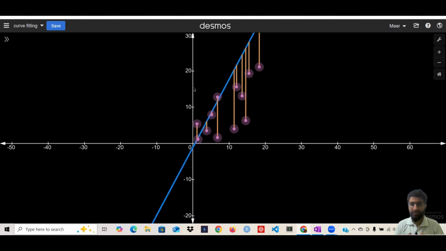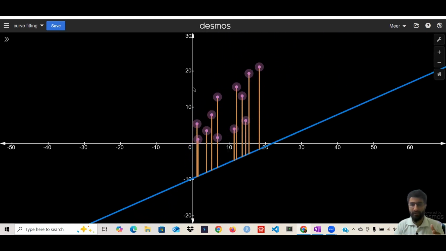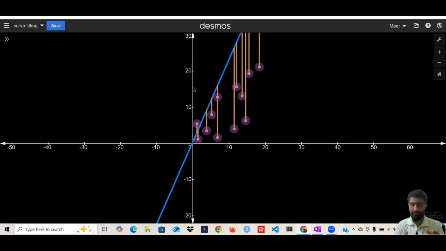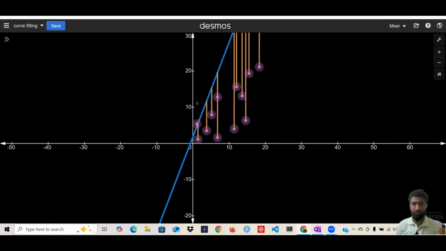If we try to minimize the distance of a line from one point, then we are moving away from another point. How will you tune the parameters of this line which makes the least error? So welcome to the lecture on least square regression.